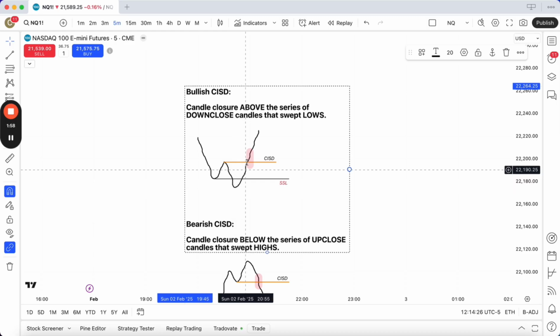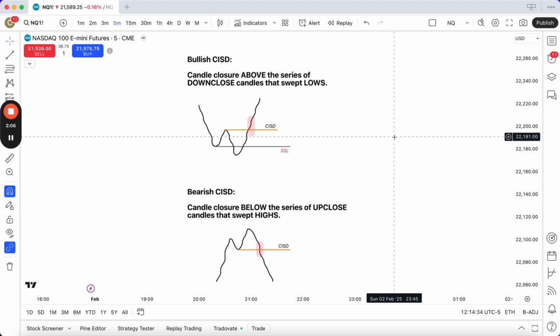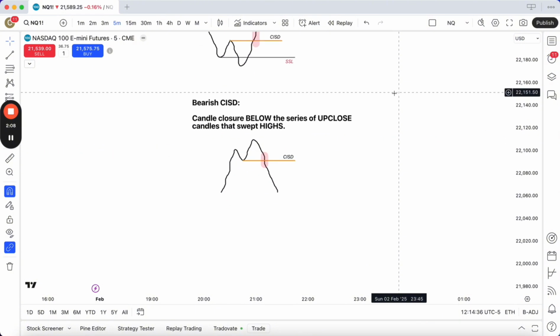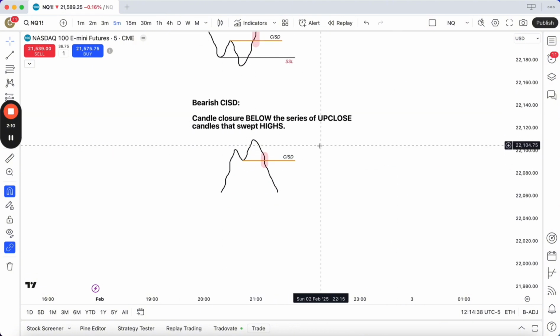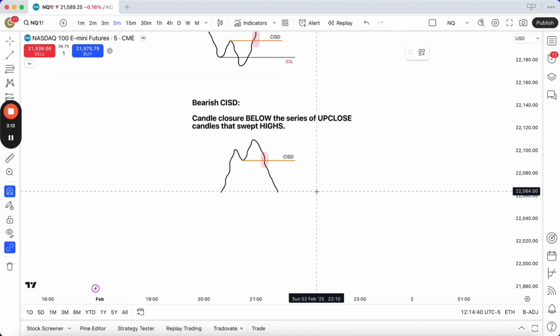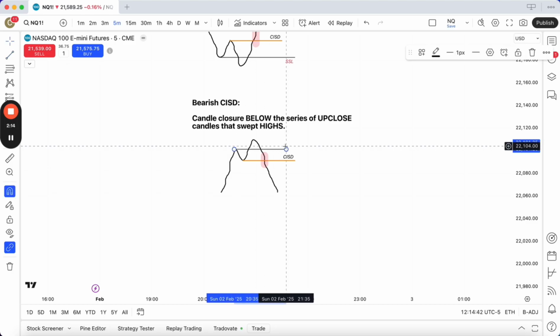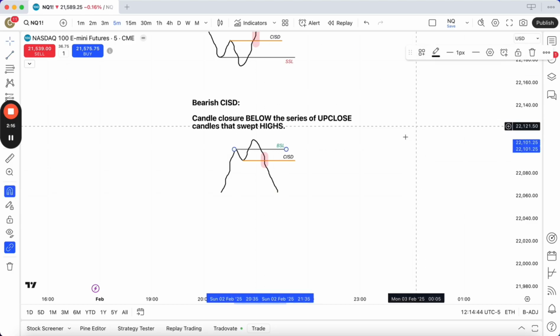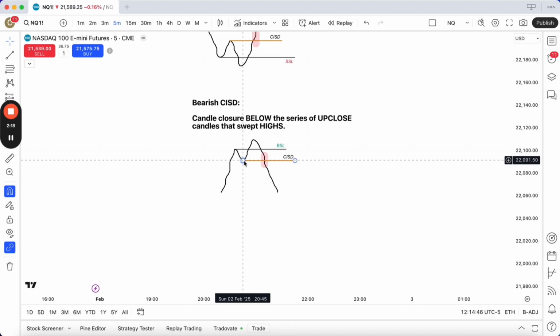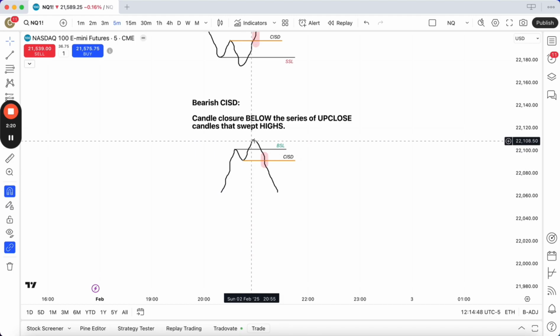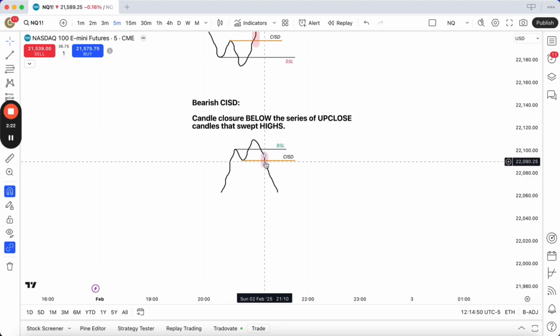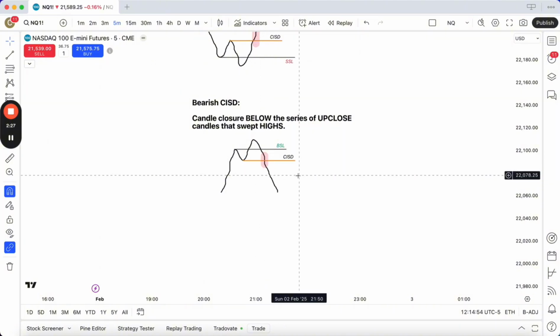So we swept lows here. We close above this change in state of delivery level, and that is our change in state of delivery to the upside. Now to the downside, it's just the opposite. It's a candle closure below the series of up close candles that swept highs. So these were previous highs. Price swept it in this series of up close candles, made a new high, came down, and then this candle that closed would confirm our change in state of delivery to the downside.